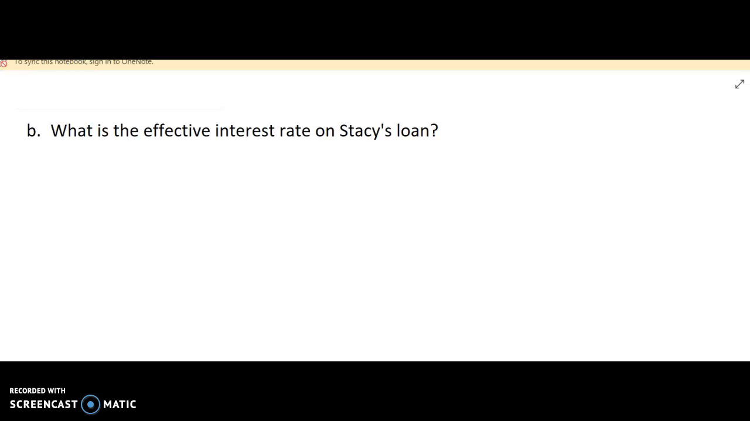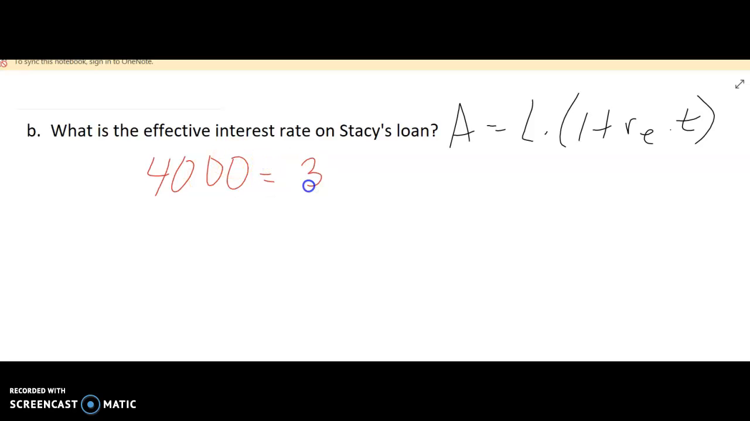The advertised interest rate is 6%. But what is the effective interest rate? Again, let's look at the formula for this. That's A equals L times the quantity 1 plus R sub E times T. Let's fill in what we know. We know the principal amount is $4,000. We know she receives $3,760. We're trying to find R sub E, and we know that time is 1. R sub E times 1 is just R sub E, because anything times 1 is just itself. So let's simplify that.